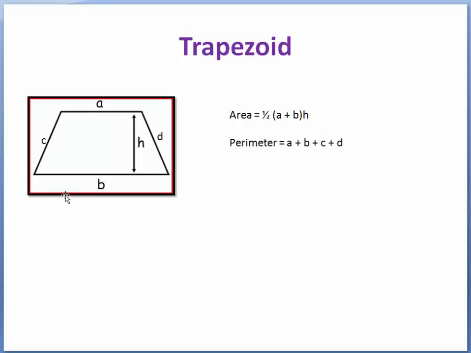Trapezoid, the area is given by half of A plus B, so we add A and B and then multiply by H and then half that. Half AB multiplied by the vertical height H. Perimeter is given by A plus B plus C plus D, the different lengths.